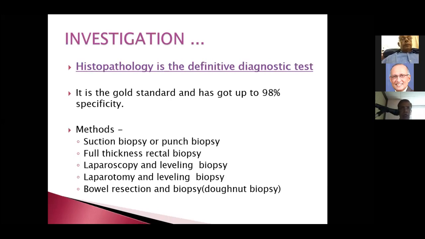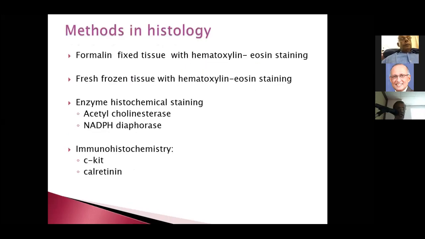Bowel resection and biopsy is called a donut biopsy, so the entire full thickness, one circle of bowel, is taken for biopsy. Then the methods in histology are: normal formalin fixed tissue with hematoxylin and eosin staining, which is what we normally do; fresh frozen tissue biopsy, where again hematoxylin and eosin staining is done; enzyme histochemistry using acetylcholinesterase or NADPH diaphorase; and immunohistochemistry with C-kit and calretinin. These are the four methods in histology.